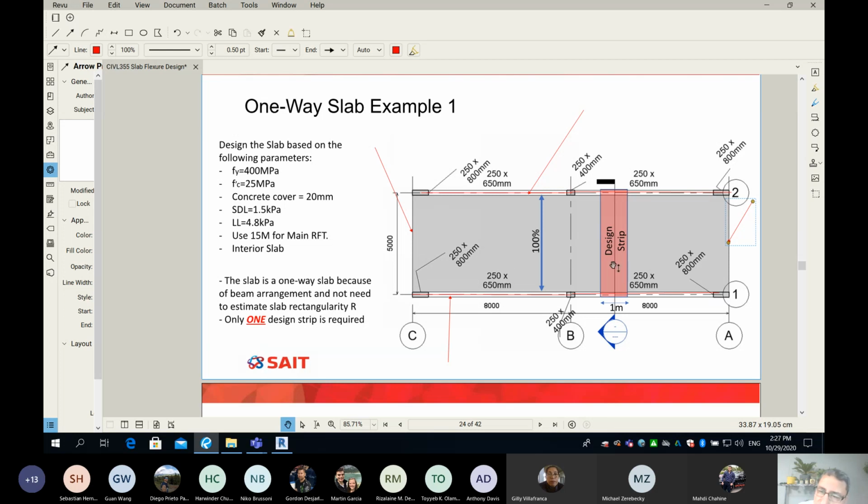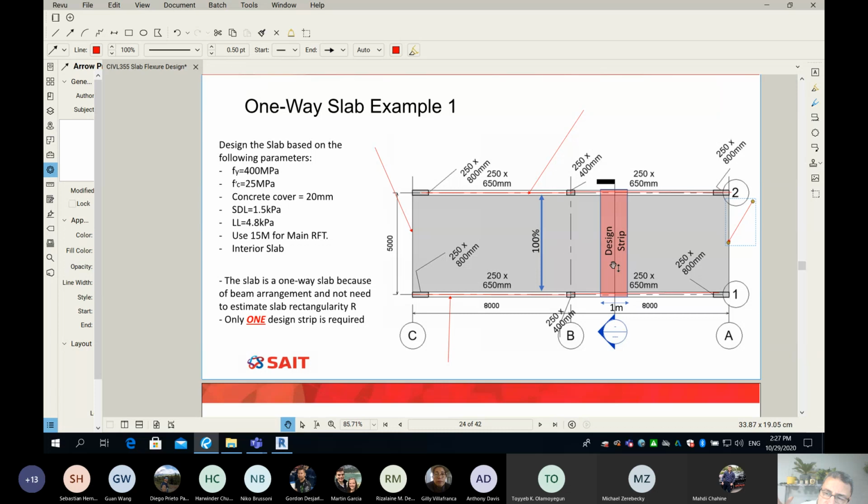Now, one good question, guys. How many slab panels do we have? Can anybody answer this question? Do we have one or two or three or four? Two. We have only one slab panel.